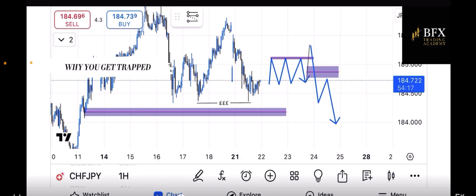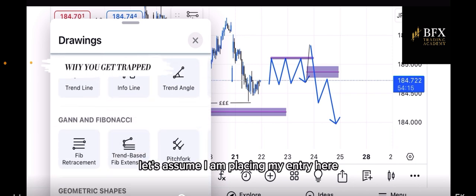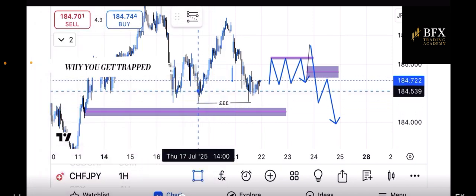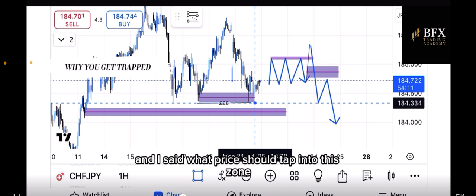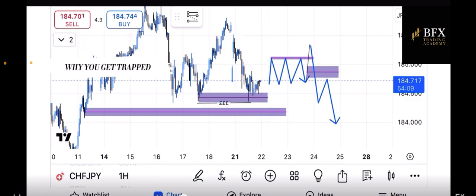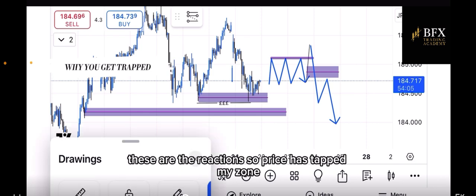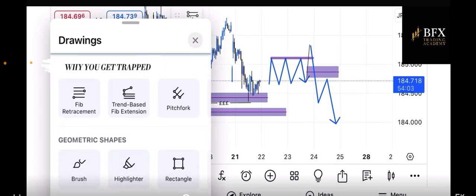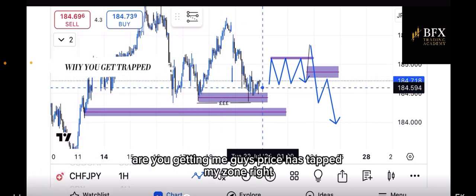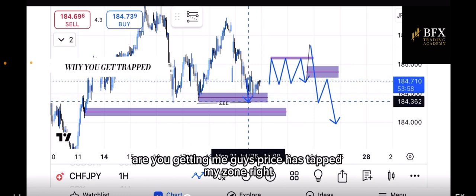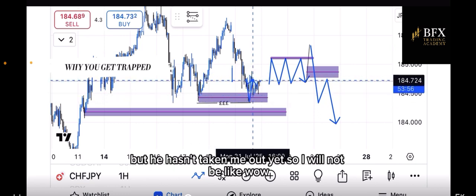Now look at this live example. Let's assume I am placing my entry here, and I said price should tap into this zone. Let's assume price has tapped it. These are the reactions. So price has tapped my zone. Are you getting me, guys? Price has tapped my zone, right? But it hasn't taken me out here.